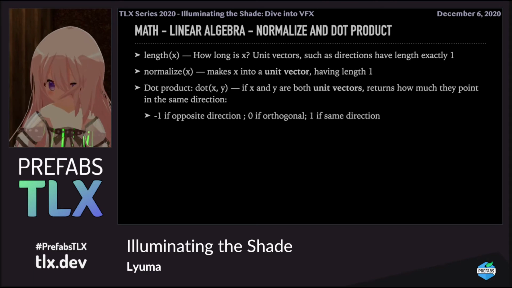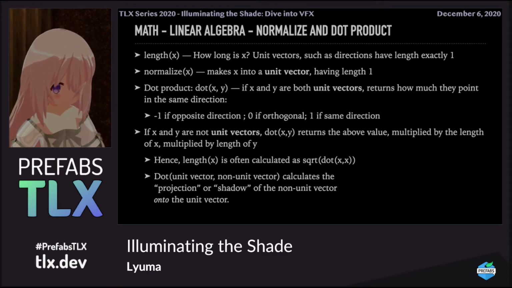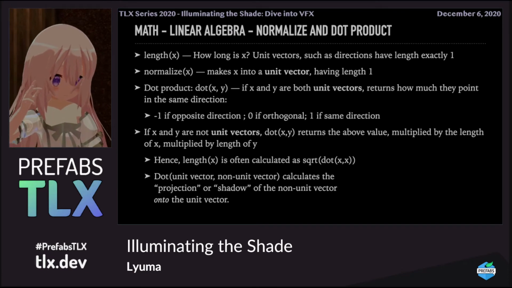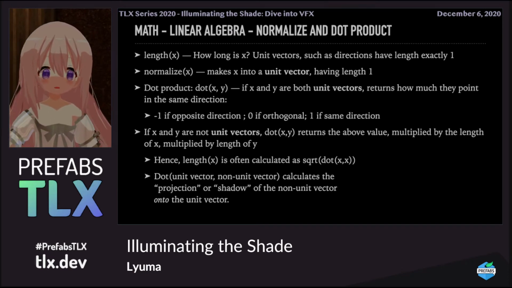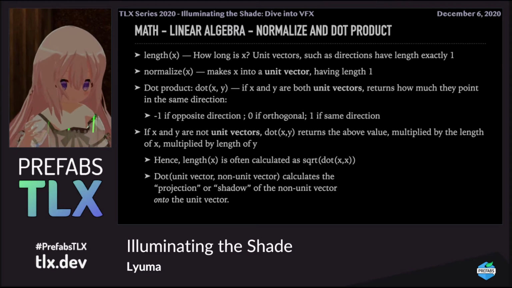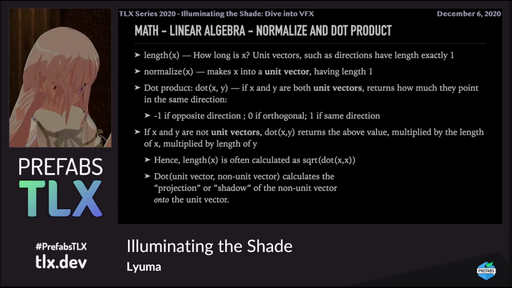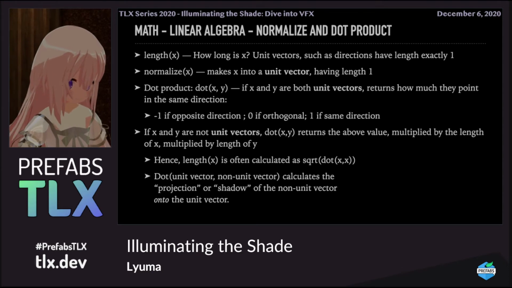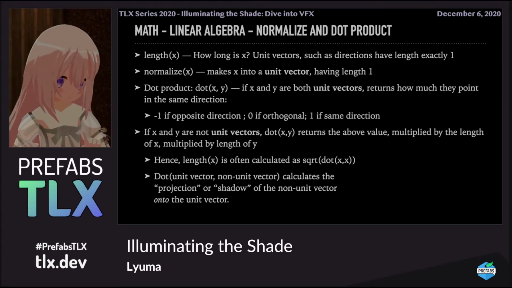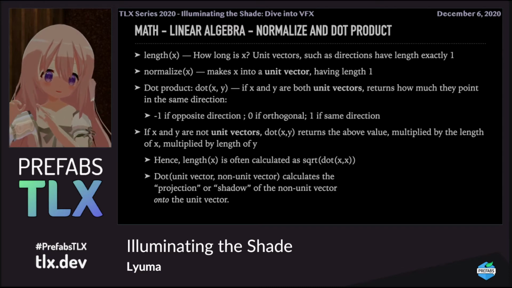So it's pretty useful. And if x and y are not unit vectors, dot will also multiply the result by the length of each vector. So it can get a little bit confusing. One thing that's kind of interesting, an identity that we can cover, is that the length of a vector is the same as the square root of the dot of a vector with itself.